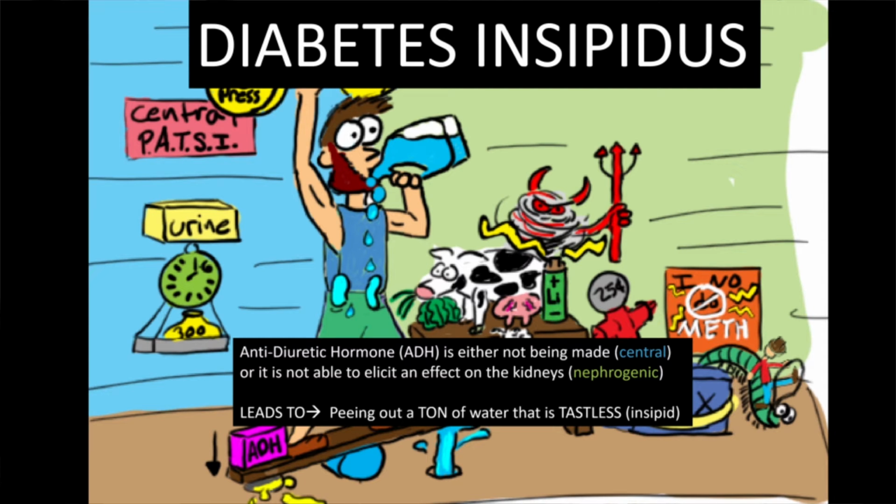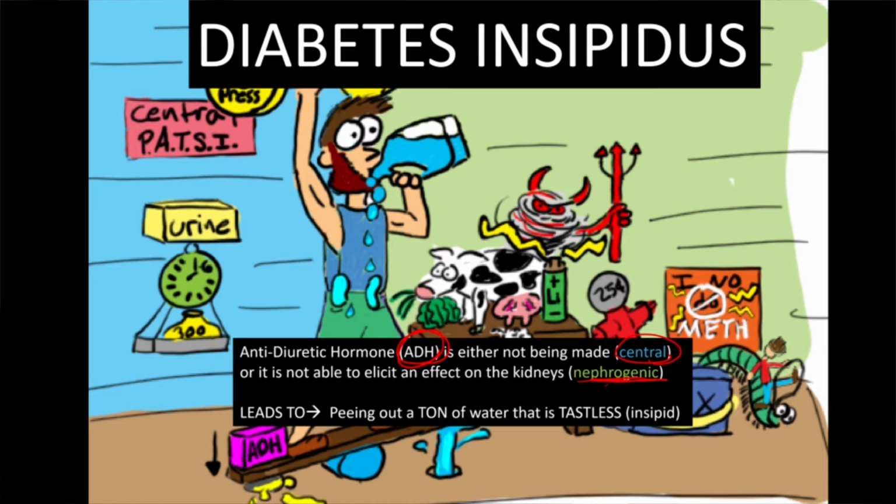So there are two types of diabetes insipidus. The first type is when antidiuretic hormone, ADH, right here, is not being made centrally in the pituitary, or it's not having an effect in the kidneys, which is nephrogenic diabetes insipidus. So there's two types, remember that.